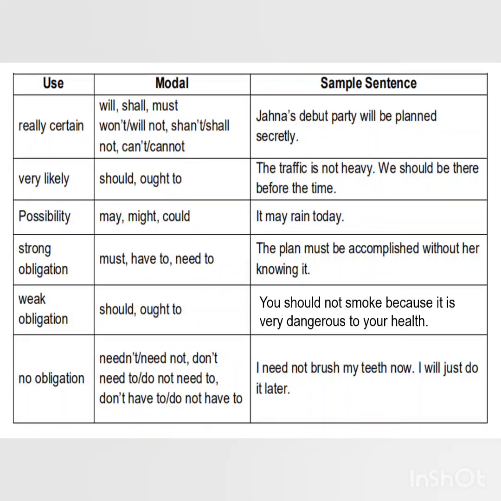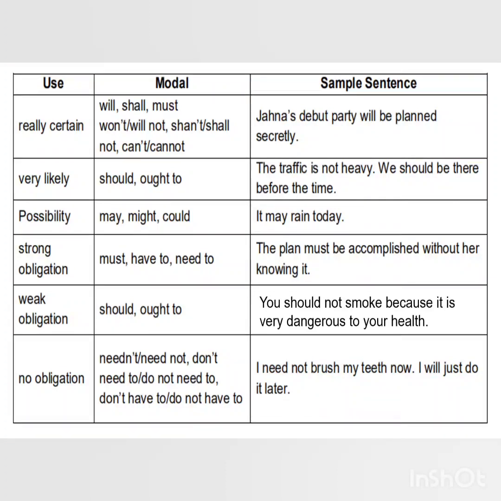For expressing possibility, may, might, and could can be used. For example, it may rain today. For showing strong obligation, modals like must, have to, need to can be used. Let's say, for instance, the plan must be accomplished without her knowing it. Now, for showing weak obligation, modals like should and ought to can be used. For example, you should not smoke because it is very dangerous to your health.